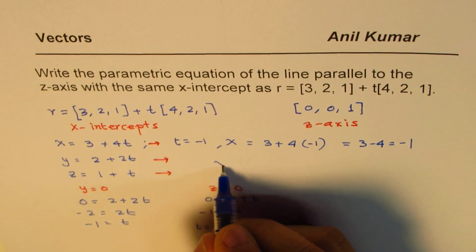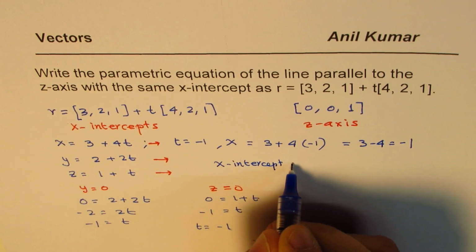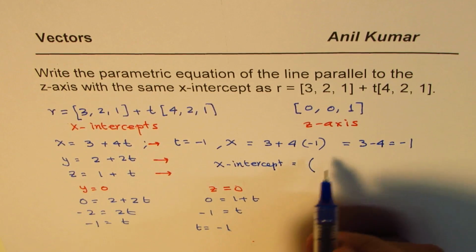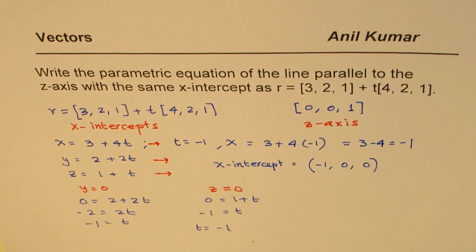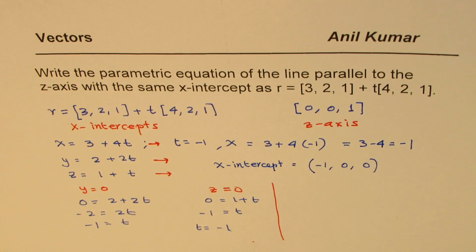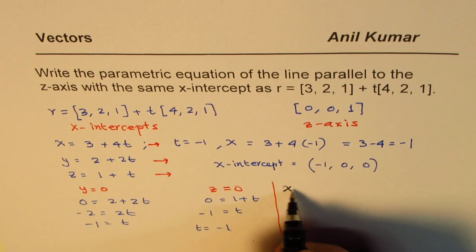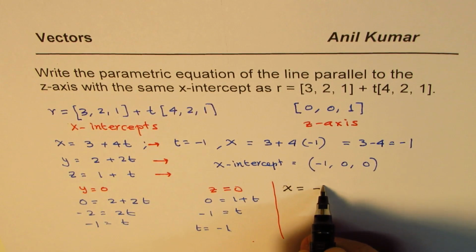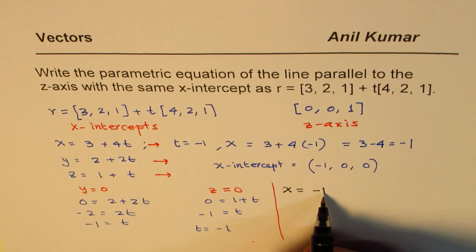So we can write down the x-intercept point as x value minus 1, with y and z equal to 0. That becomes the x-intercept. Now the parametric equation of the line parallel to the z-axis with the given x-intercept should be like this. x equals minus 1. The direction is 0, so it is nothing, it's just minus 1 here.